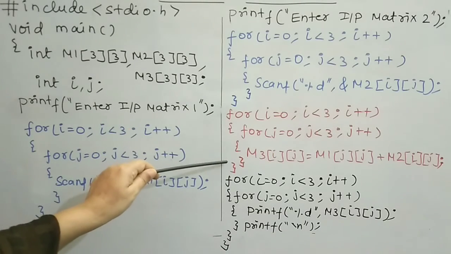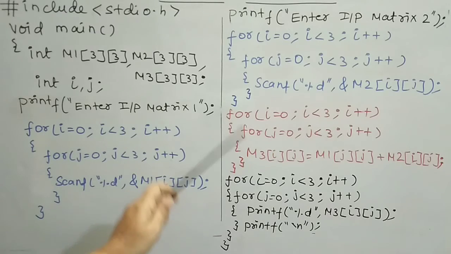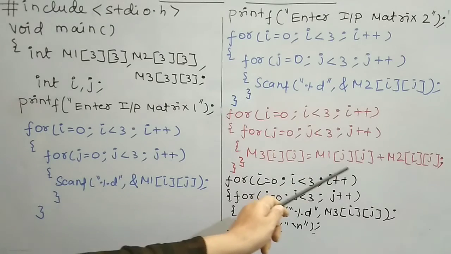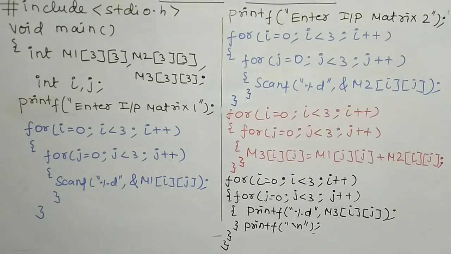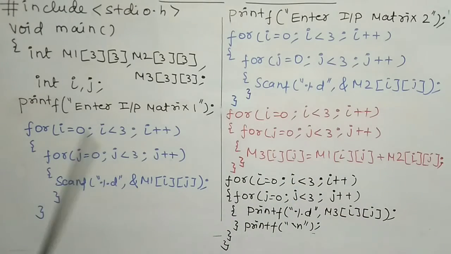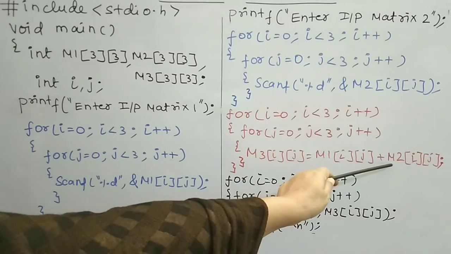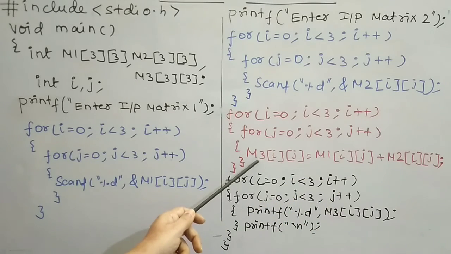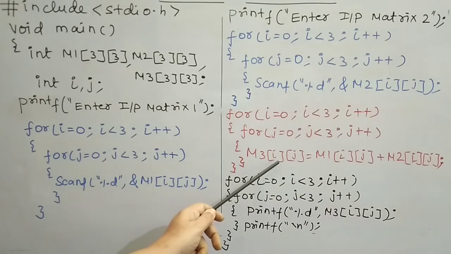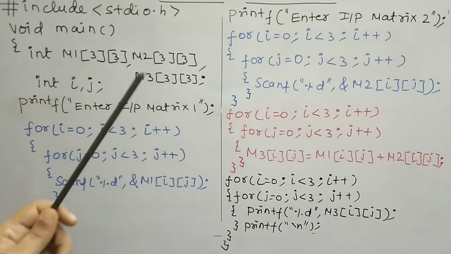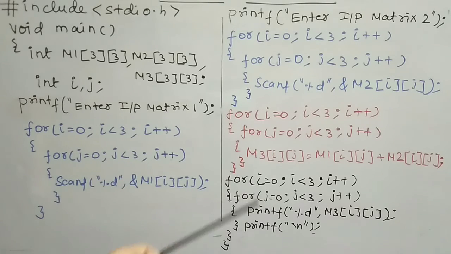Using this nested for loop, we are going to perform matrix addition. The element in matrix M1 at index position i, j is added with the corresponding element in input matrix M2 at the same position i, j. Both the elements are added and the result is assigned to the output matrix M3 at the same index position i, j. Using this nested for loop, I am performing matrix addition. After performing matrix addition, I am supposed to print the output matrix, that is M3.